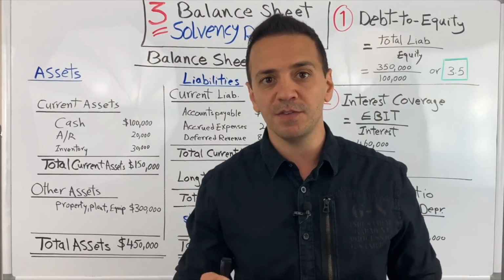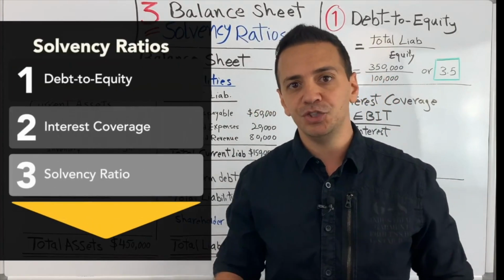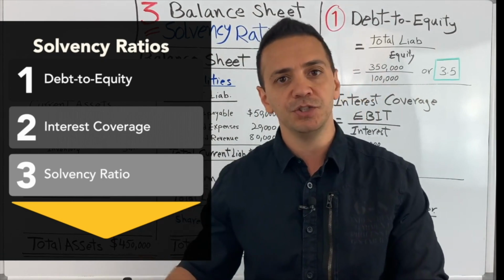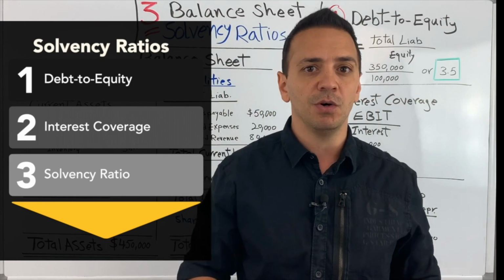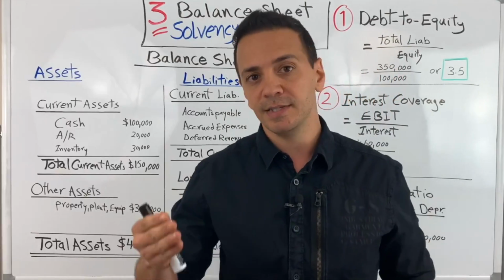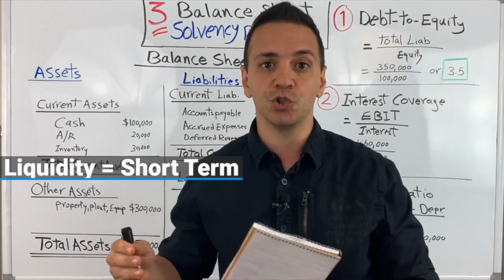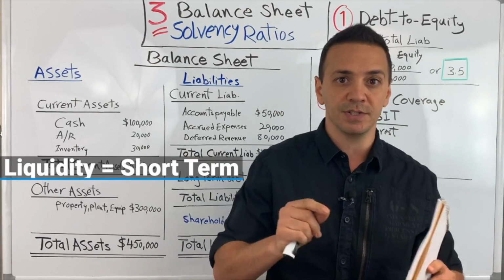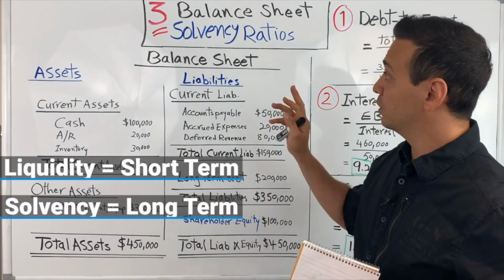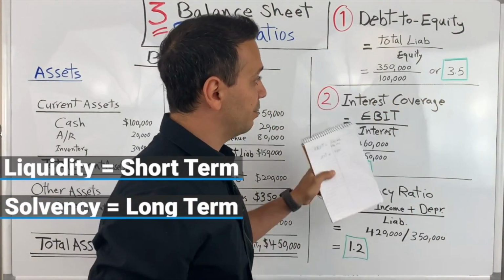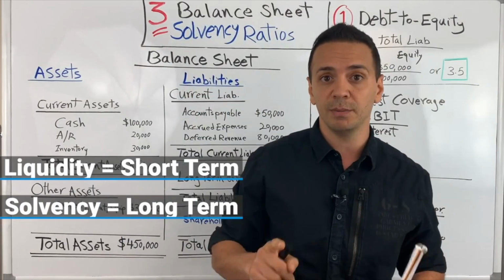Today we're discussing solvency ratios, and these are balance sheet metrics that measure the company's ability to meet its long-term obligations. If you've seen my previous video on liquidity ratios, the difference between liquidity and solvency is that liquidity generally refers to the short term, so that's the ability of the company to meet its short-term obligations, versus solvency. Here today we're discussing these three metrics or KPIs that measure the company's ability to meet its long-term obligations.